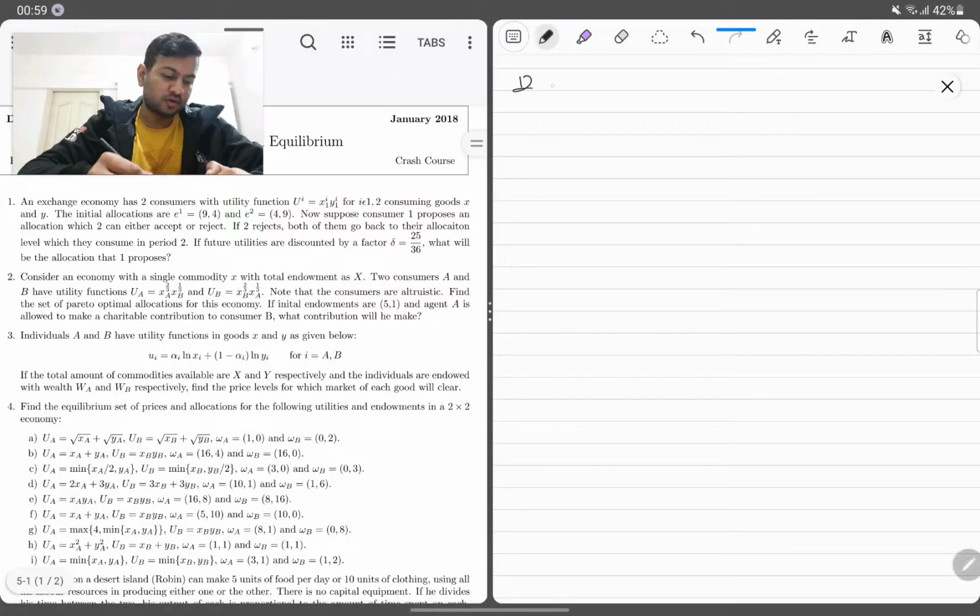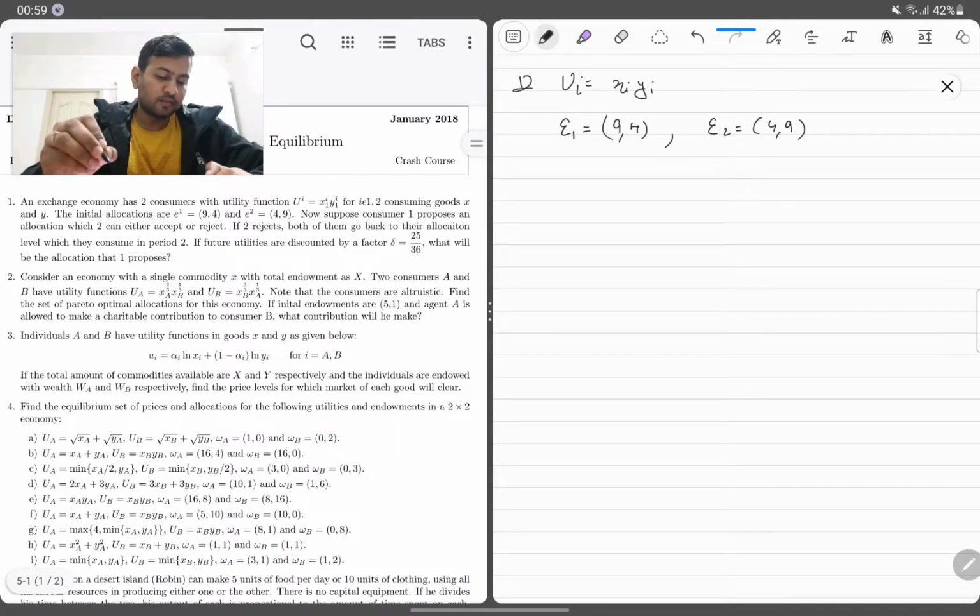The solution for question number 1. So you have two consumers with utility ui equals xi yi. The allocation for agent 1 is 9 comma 4, so the endowment of agent 1 is equal to (9, 4) and the endowment of agent 2 is equal to (4, 9). Okay. So what's happening now is that they are bargaining with each other about how to move.